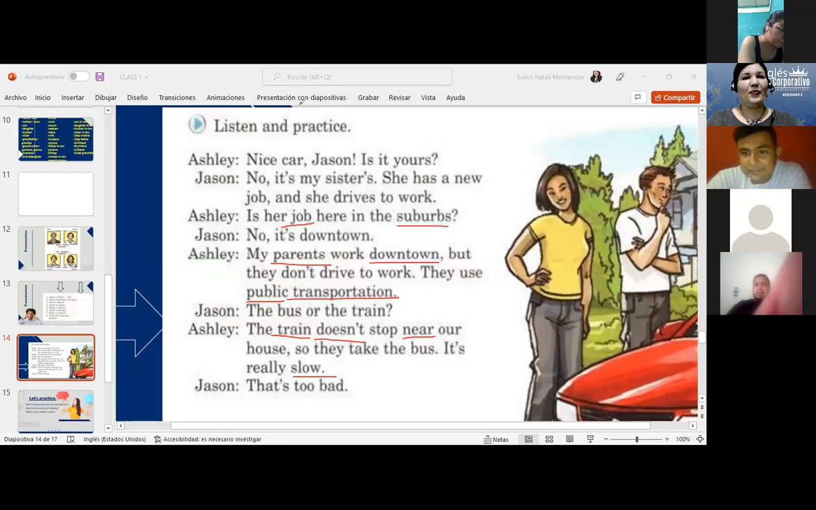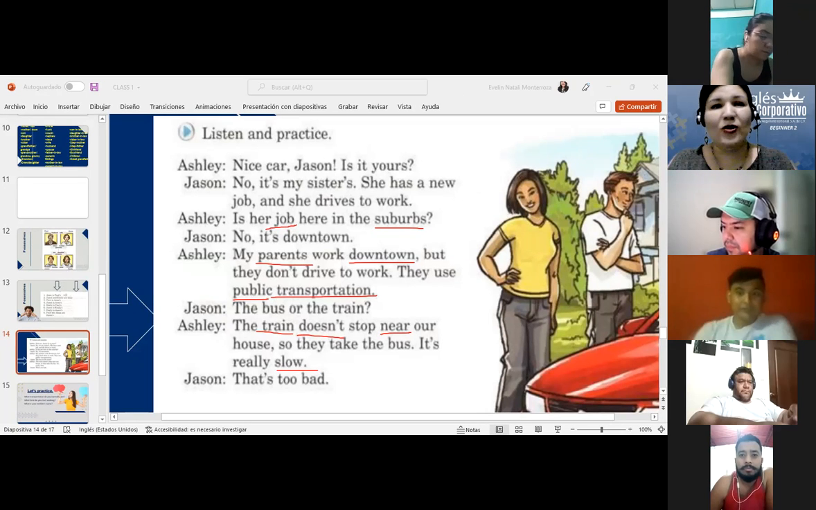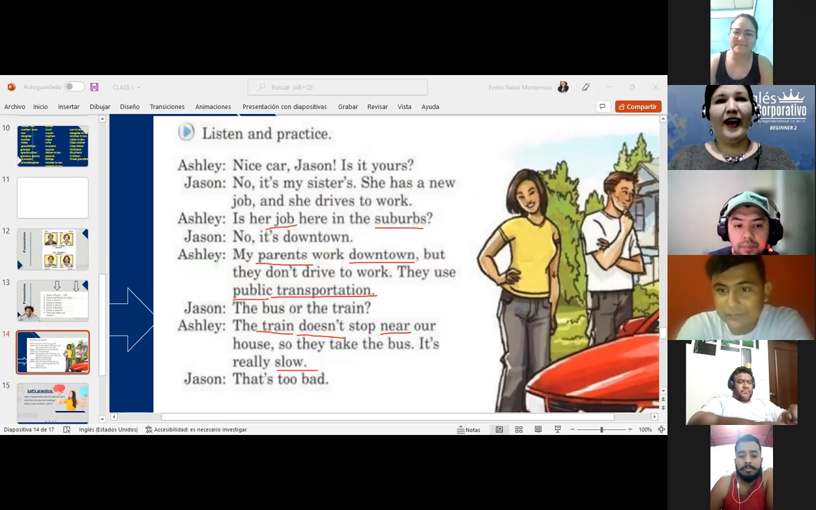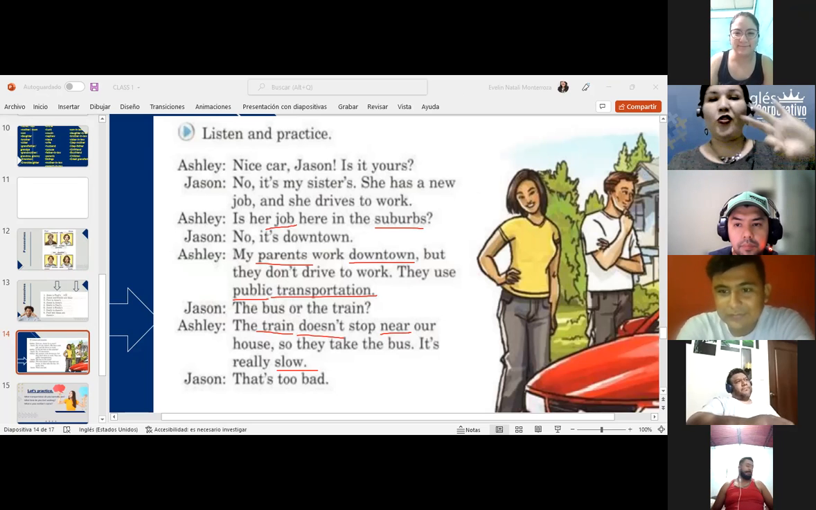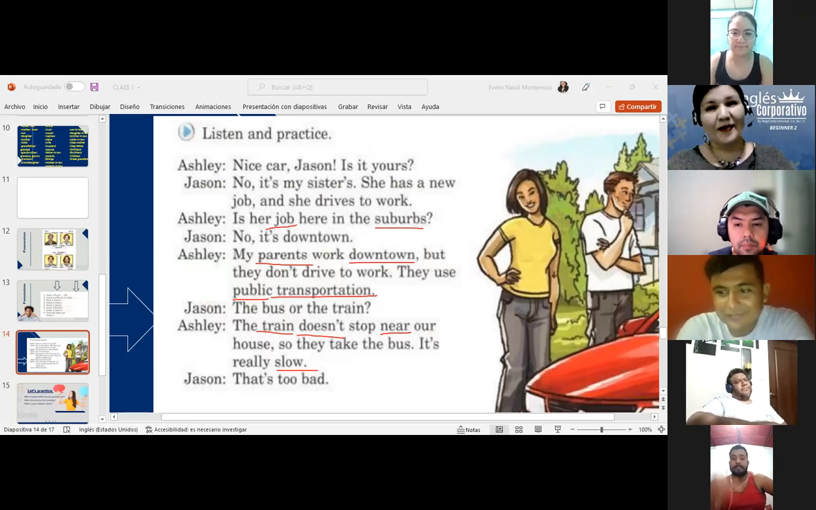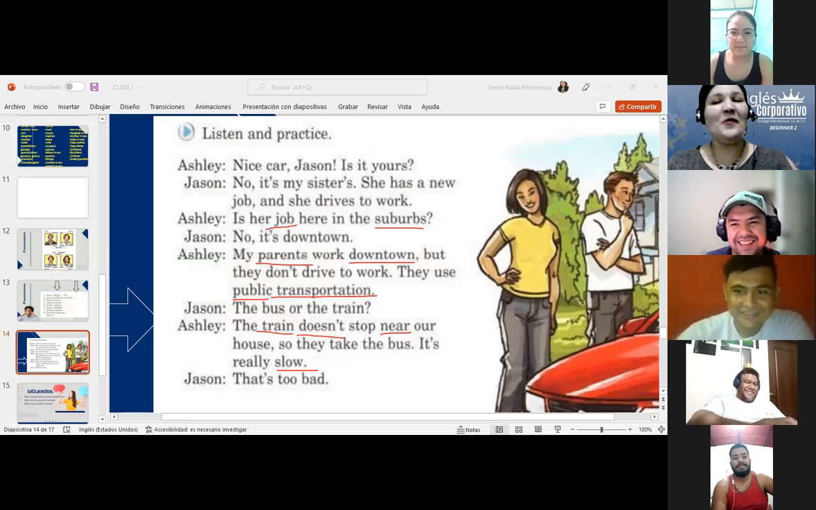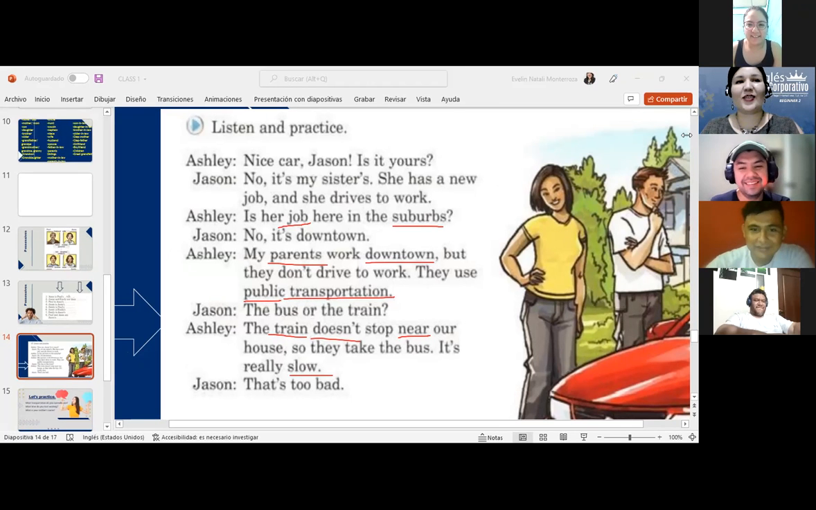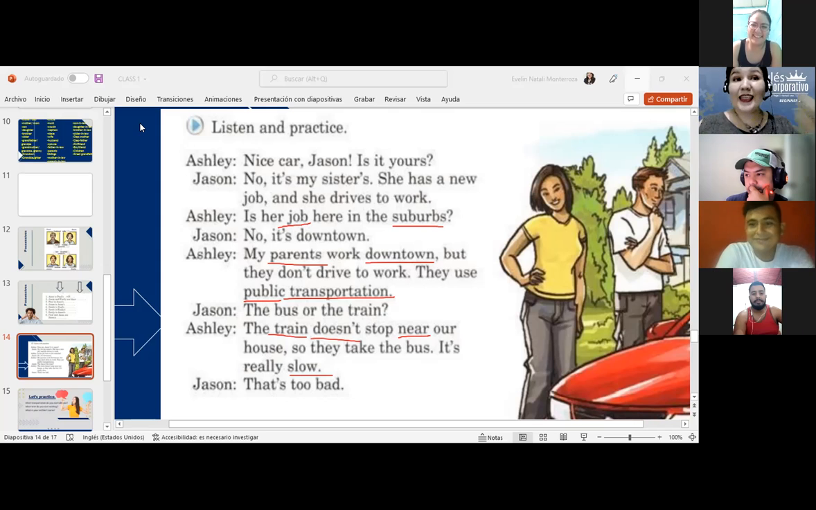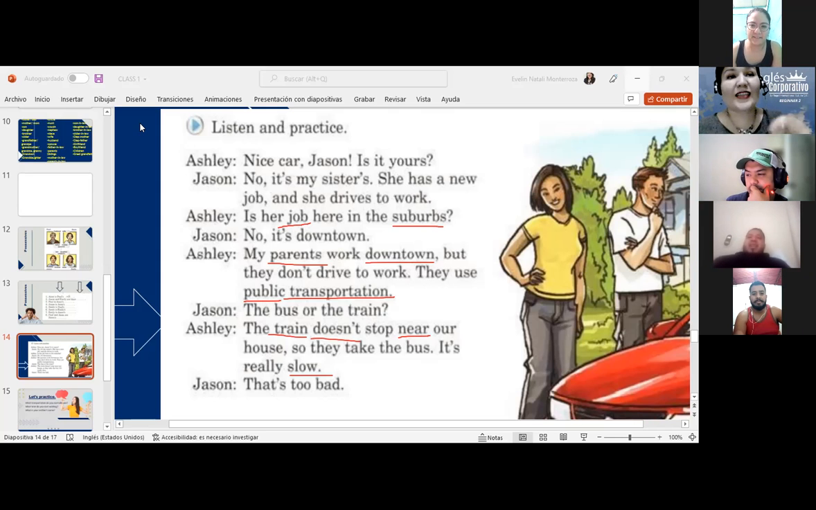Very good job. Now we are going to practice. Let me see how many ladies I have. I have only Dina and Brenda. Okay, three ladies. We have only three ladies here and a lot of boys. Los caballeros, right? We are such good ladies that we're going to allow them to do it. Boys, you are Jason, and ladies, we are Ashley, okay? So ladies, let's show them that we can do it better.